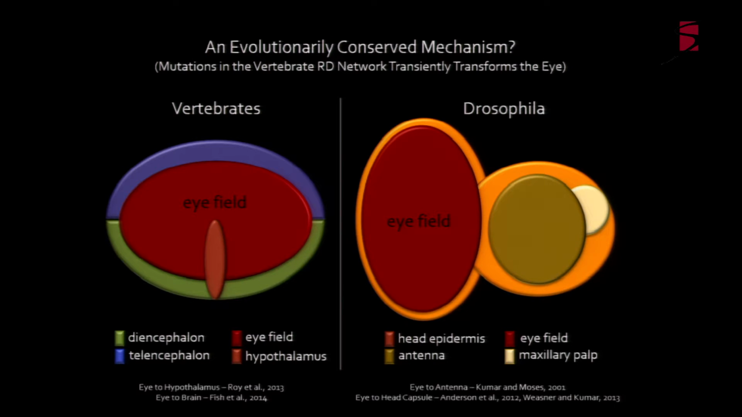And what's interesting about the two eye fields in this particular case is that they're derived from areas that give rise to all of these surrounding structures. So we're getting sort of this localized competition where you're trying to play defense. In the vertebrate retina, you want the eye field to turn off diencephalon and telencephalon genes, and you want to turn off hypothalamic genes. And in the eye field, you want to turn off sort of head epidermis genes, antennal genes, and maxillary palp genes. So those are kinds of the correlations we're trying to make.